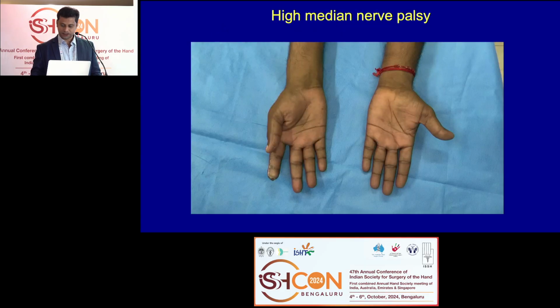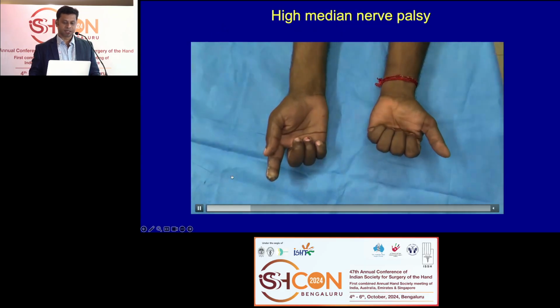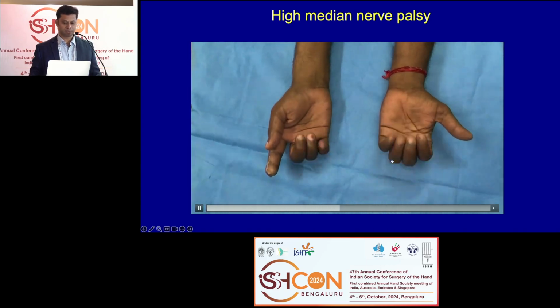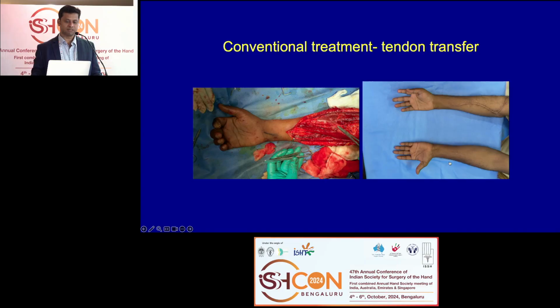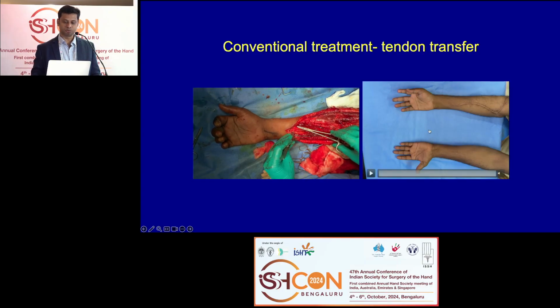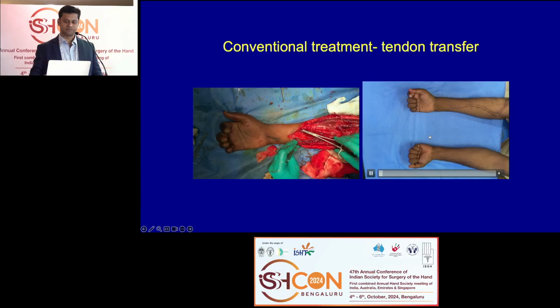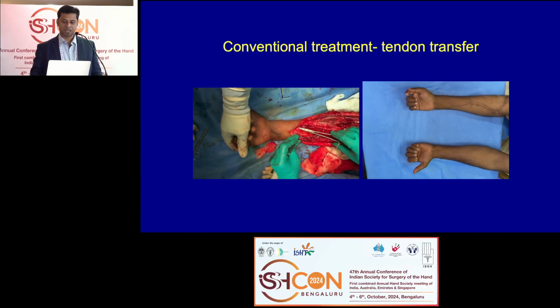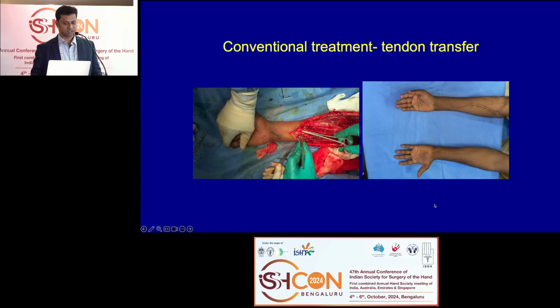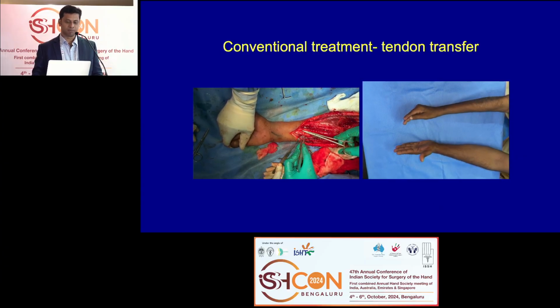Look at this patient. He has a high median nerve palsy, and this is what is routinely seen in our patients. What we advise is conventional tendon transfers. We suture the FDP with the adjacent middle finger. At the outcome, we can see the deformity persisted. I mean to say that the patient did not get any improvement.